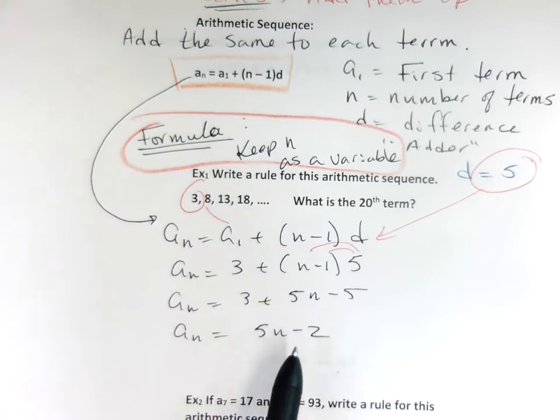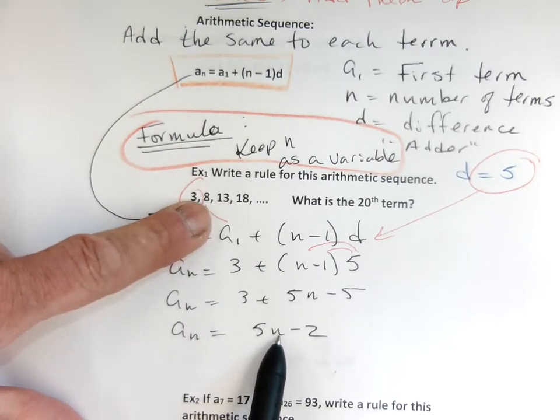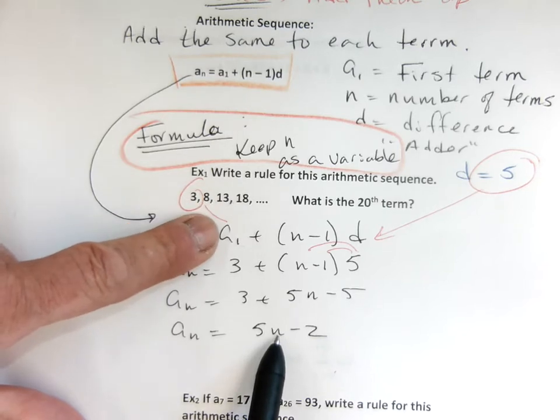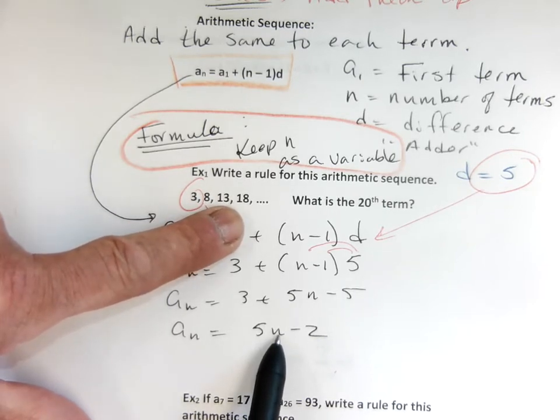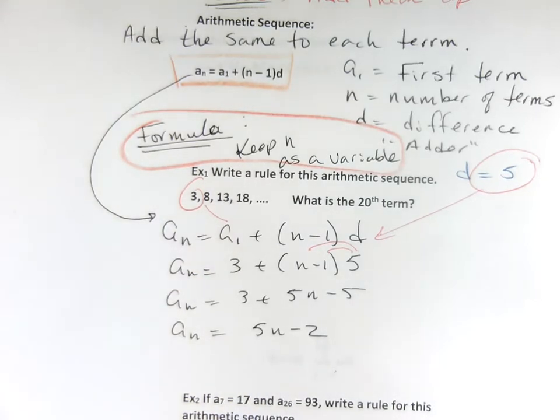If I plug in 1, I get 3. If I plug in 2, I get 8. If I plug in 3, I get 13. If I plug in 4, 5 times 4 is 20 minus 2 is 18. So this formula works for this particular sequence.